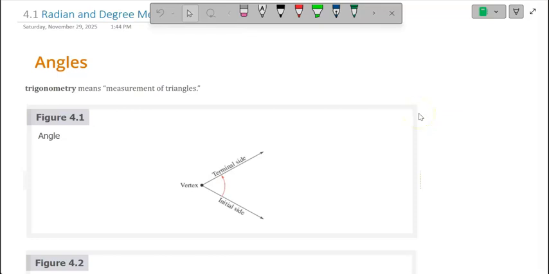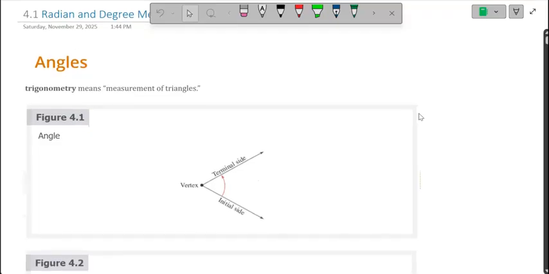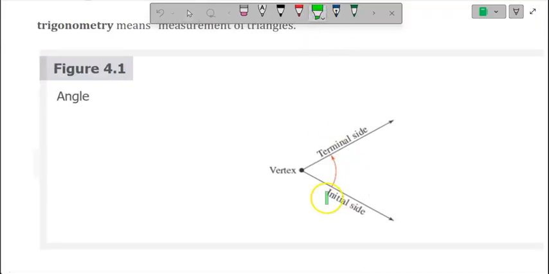Hey everyone, this is chapter 4, trigonometry, and we are starting with something really simple, which is 4.1, the relationship between the radian and degree, right? Okay, so some basic definitions here. An angle usually is defined by an initial side over here and the terminal side over here. The intersection of these two sides is going to be the vertex, right?